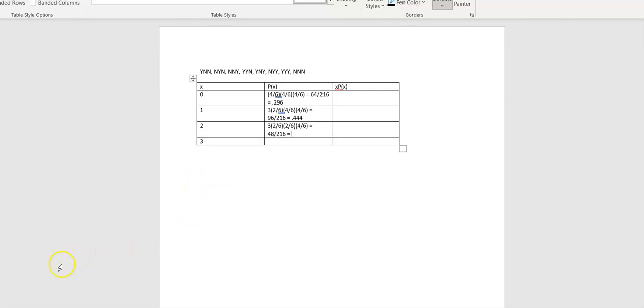Let's put that into the calculator. That gives me 0.222. And then finally, let's look at the probability of having 3 composite rolls. So 3 4s or 6s. That's our yes, yes, yes right here.